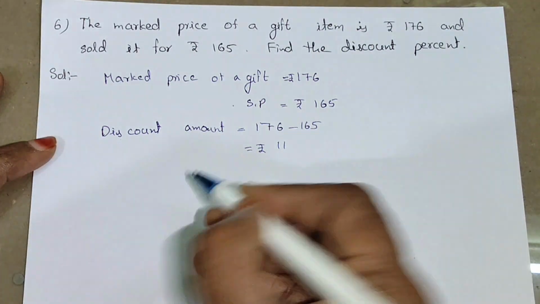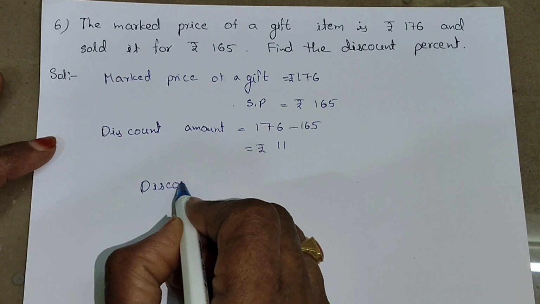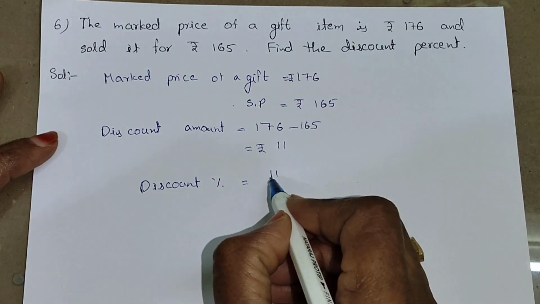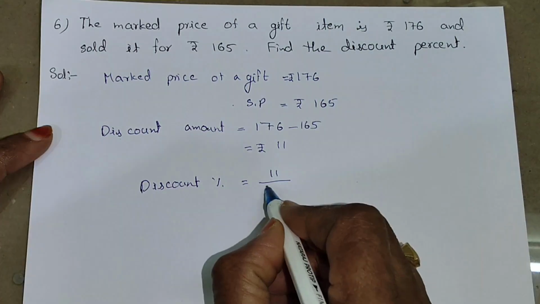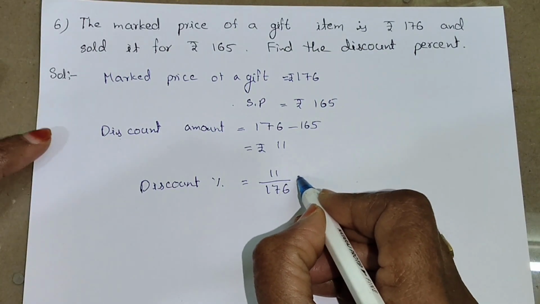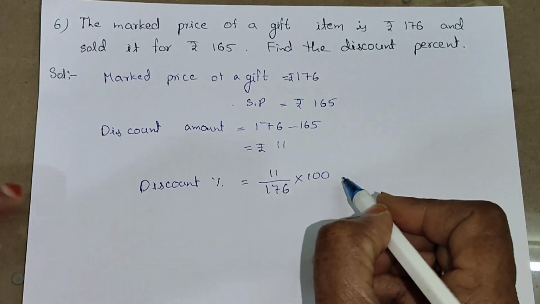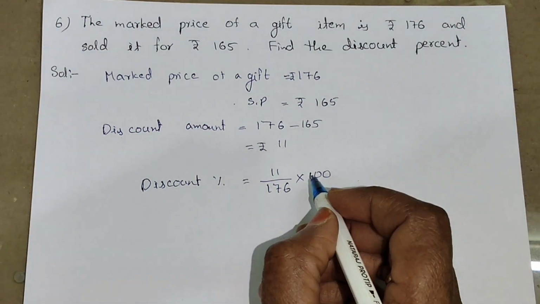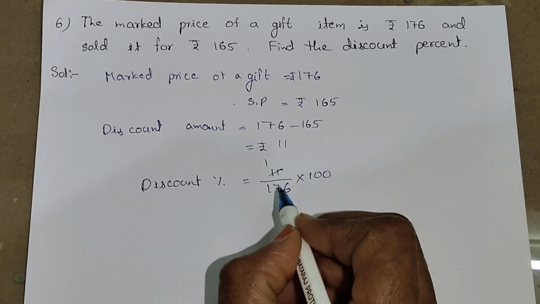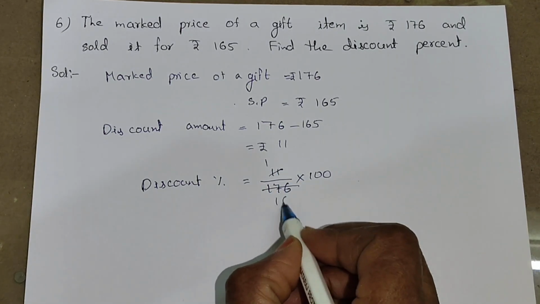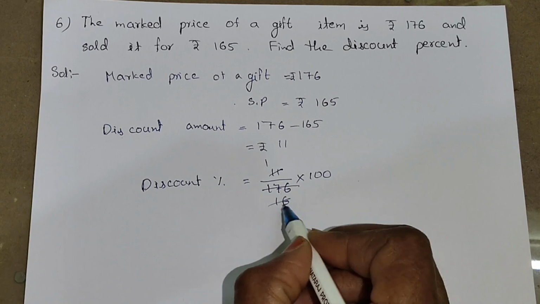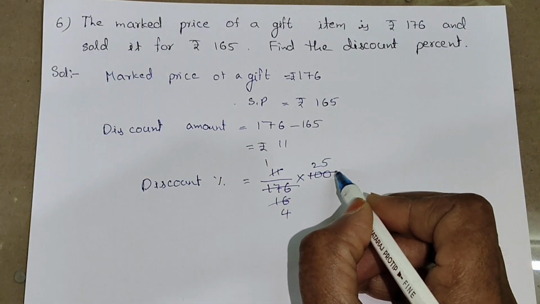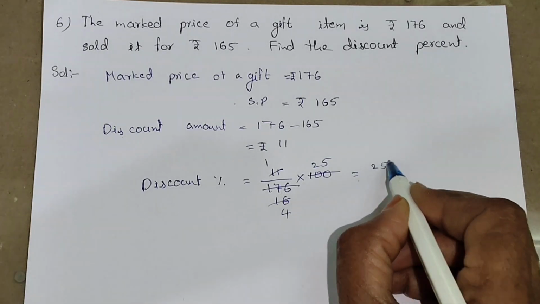Now we find the discount percentage. Discount percentage is equal to the discount of 11 rupees by the total amount 176, into 100. Now simplify and find the discount percentage. First the 11 table: 11 ones are 11, 11 sixes are 66. Again we take the 4 table: 4 fours are 16, 4 twos are 8, 4 fives are 20. So it is 25 by 4.